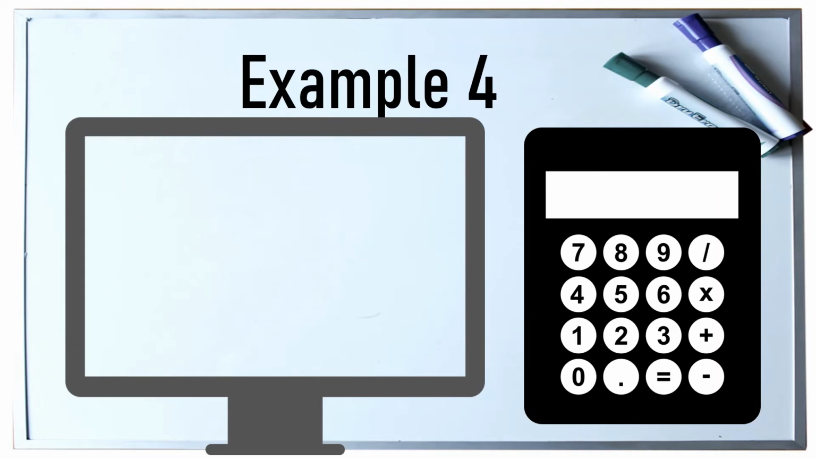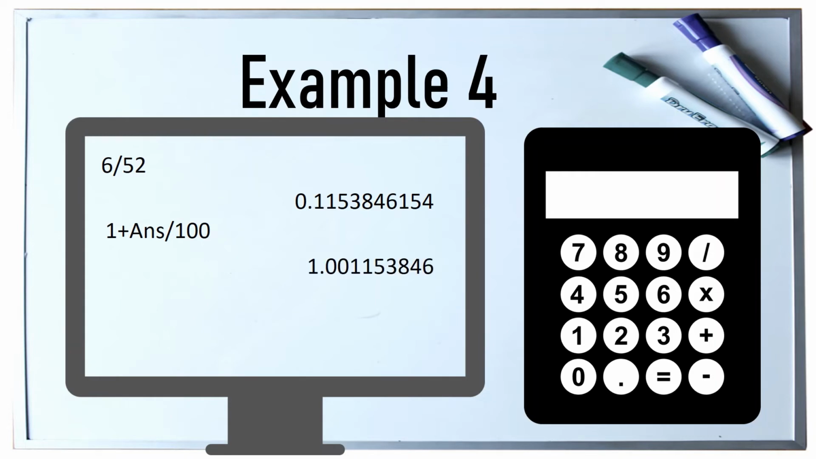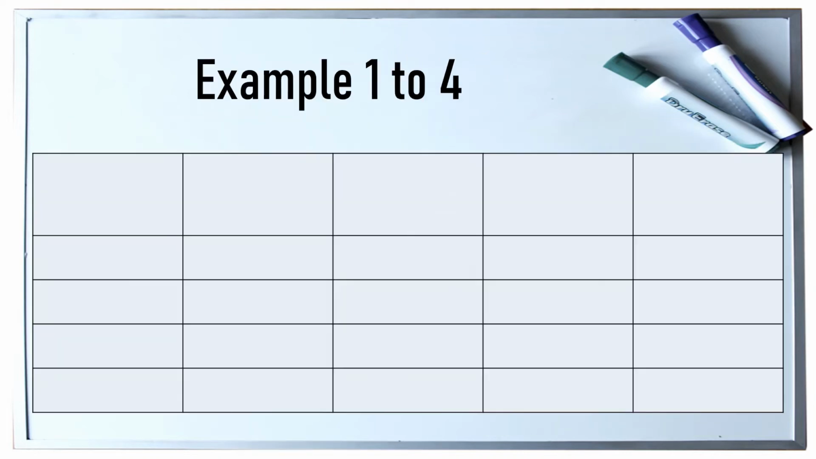If you don't have a fraction key on your calculator or you don't know how to use it, you can use division. So 6 divided by 52 gives you that answer. And then again, we're going to use the answer button. 1 plus answer divided by 100 gives us this answer. And then we're going to use that again in the compound interest formula. Now, in there, you'll notice after the answer, I've got this up arrow, and that means to the power of. A lot of calculators have that little up arrow. And when you use that, you end up with $56.37.